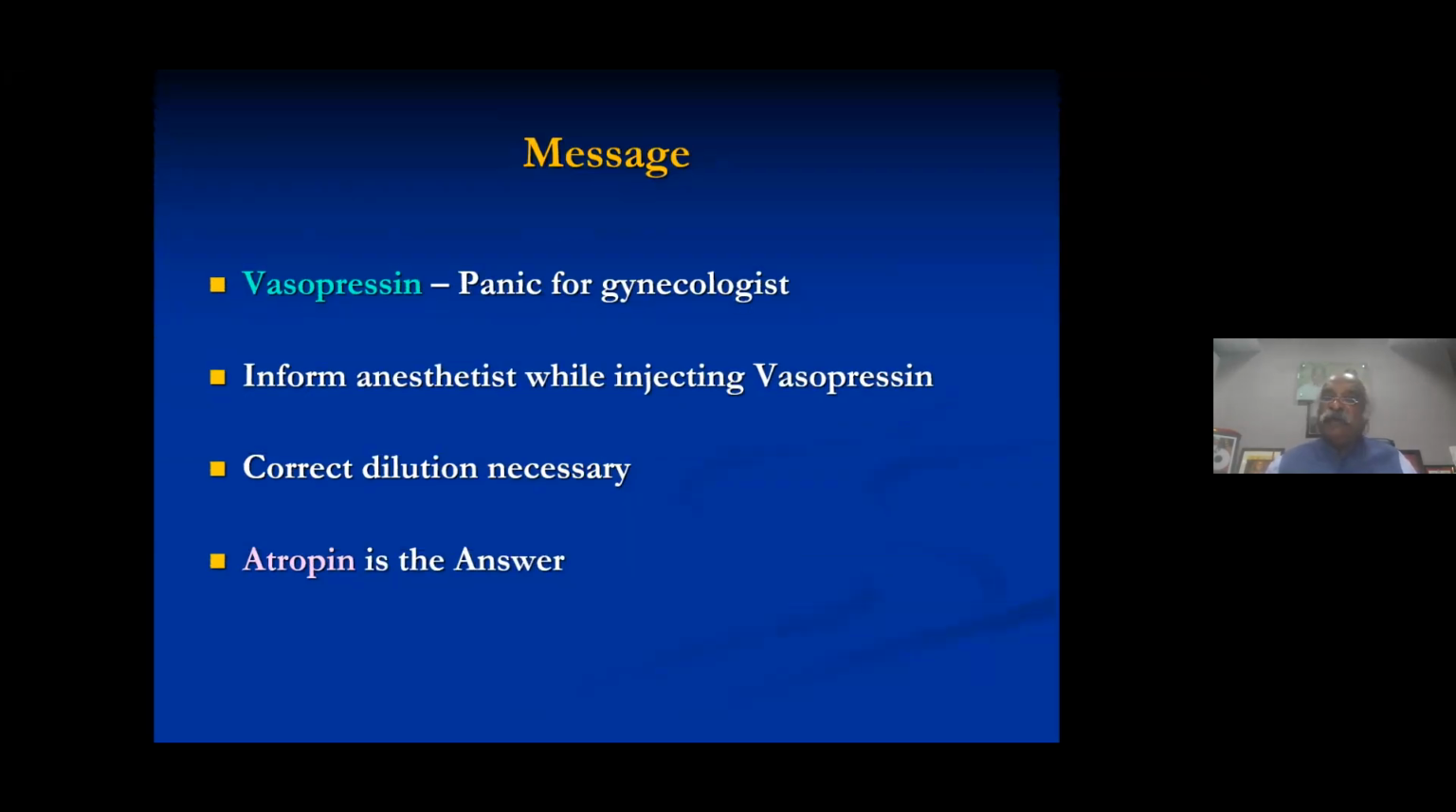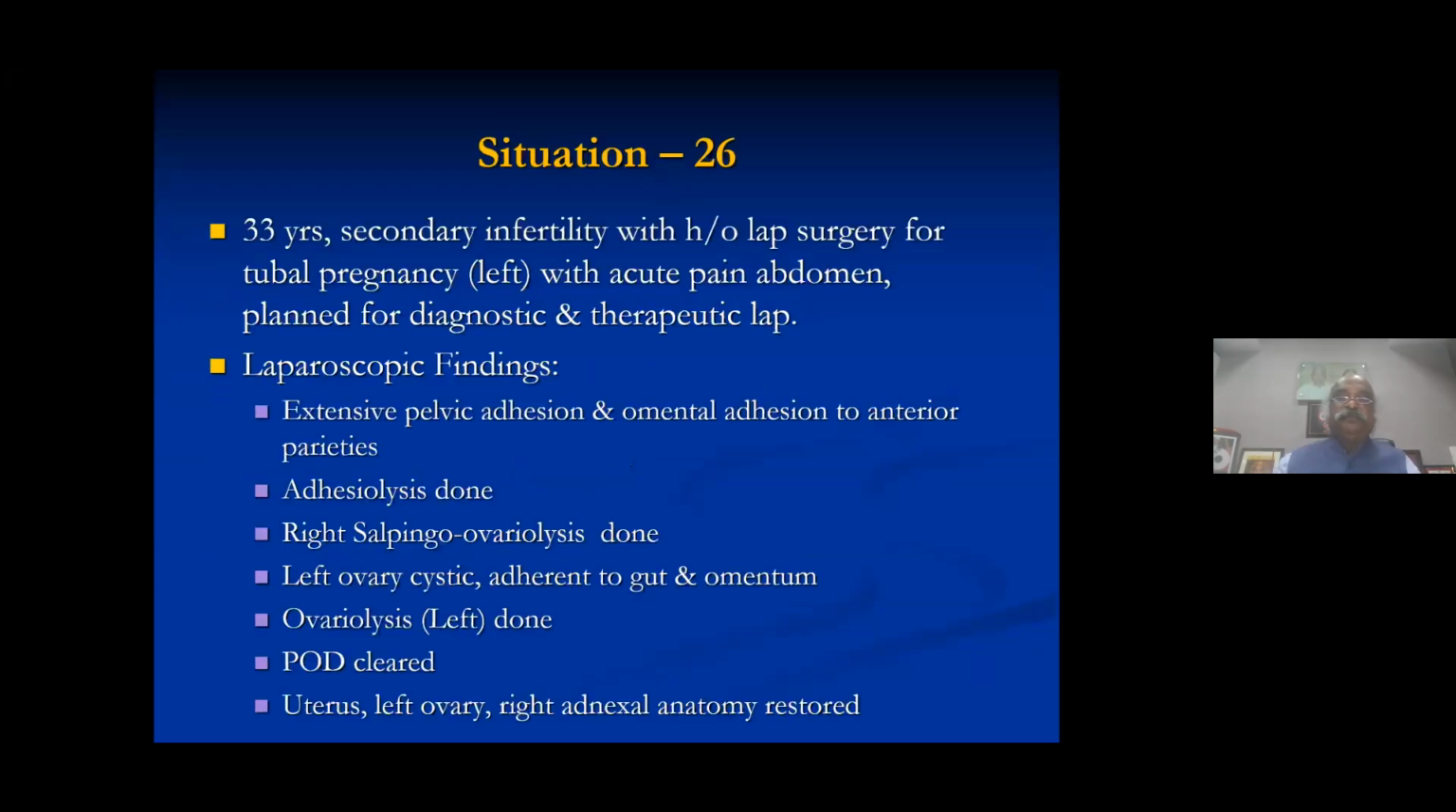So vasopressin is panicky for gynecologists. Inform anesthesia while injecting vasopressin, and correct dilution is necessary, of course, and atropine is the answer. If you give it at the right time, the patient is saved.